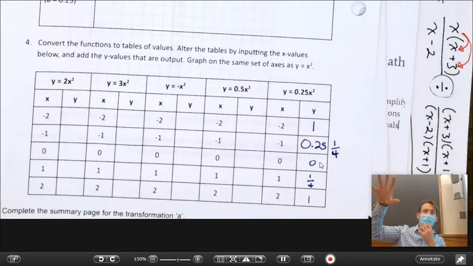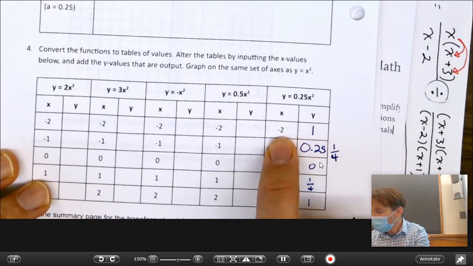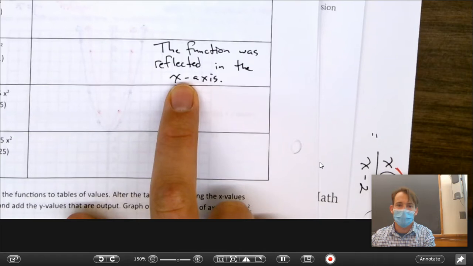Okay, now it's an example of how you're going to investigate the letter a. Camden, did you have a question? What did you write for the negative one, for the negative x? Oh, for negative x? I said the function was reflected in the x-axis.